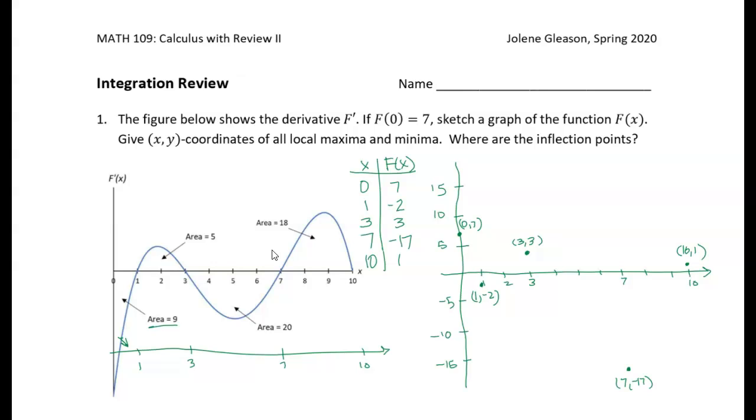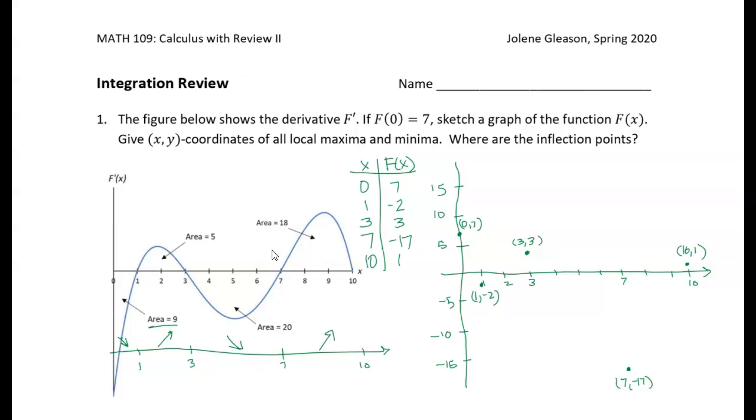Okay. And then between 1 and 3, those values of f prime are positive, which means the slope is positive. So it's an increasing function here. And then between 3 and 7, we're below the x-axis, so our f prime, our slope is negative, so we're decreasing in this region. And then between 7 and 10, all those values are above, so we're increasing here. Okay, that's all we can really tell because we only have values between 0 and 10.